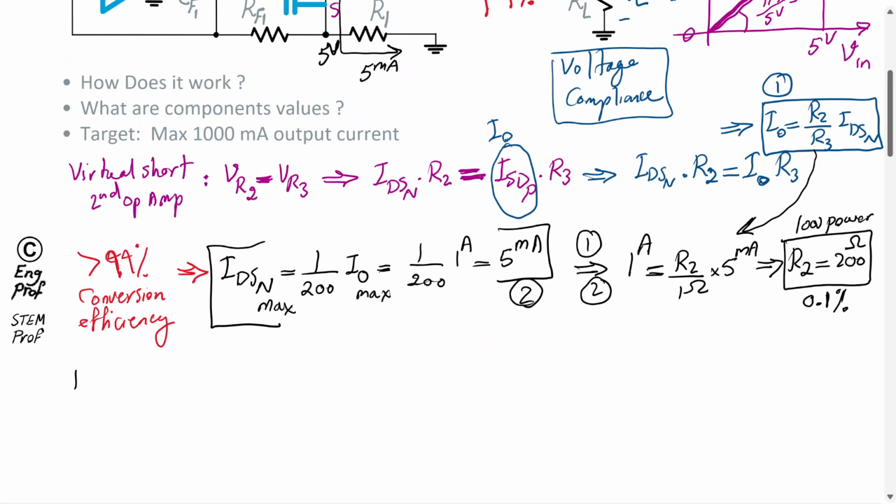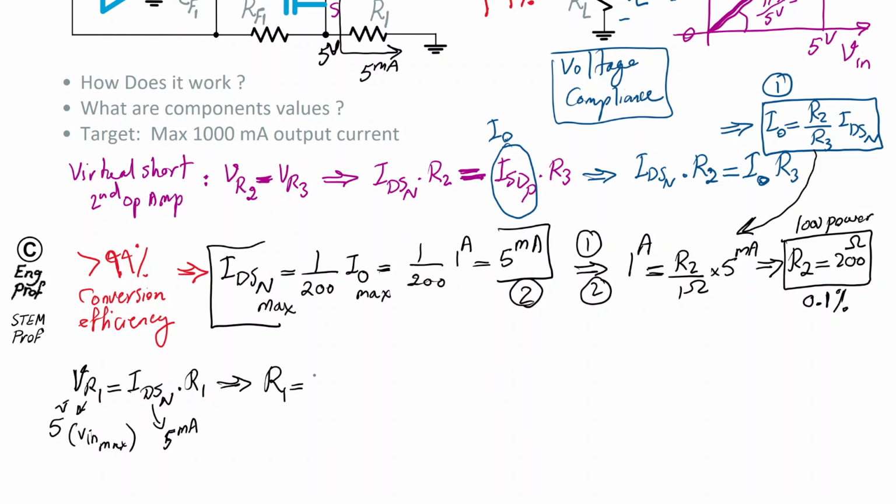So we have VR1 equal to the drain-source current of the N-channel MOSFET times R1. And we know that this has to be 5 volt, that's the max range, so I'm going to write it in parentheses, V in max. And for IDSN, we know that its maximum value is 5 milliamp as decided in equation 2. Therefore, that gives us the value of R1 to be 1 kilo ohm.